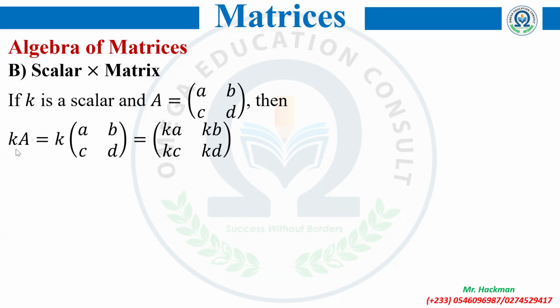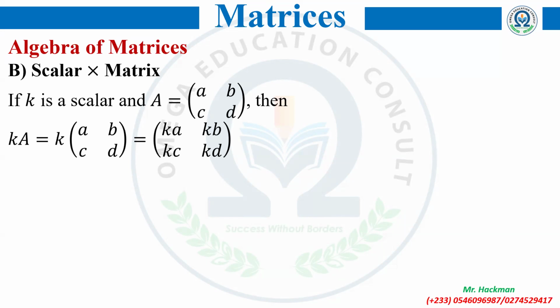Then the scalar K times the matrix A will be equal to K times your matrix. Just like the vector situation, where you multiply each of the components by your scalar, with this one you multiply each of the entries by your scalar. So it will be K times A, K times B, K times C, K times D, and that will give us the result that we have here. All correct, my professors?